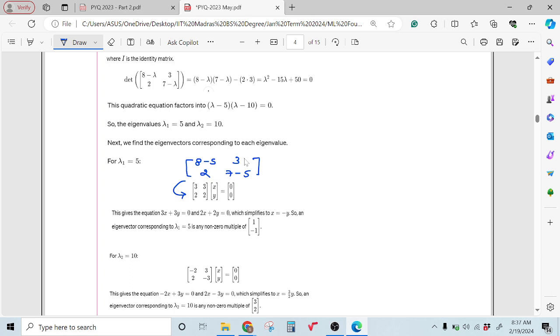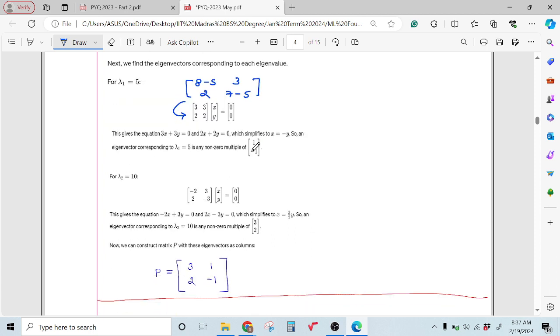And similarly for lambda 2 equal to 10, we will solve this: minus 2, 3, 2, minus 3 times (x, y) equal to 0. So this gives the equations minus 2x plus 3y equal to 0 and 2x minus 3y equal to 0, which simplifies to x equal to 3/2 y. So an eigenvector corresponding to lambda 2 equal to 10 is a non-zero multiple of (3, 2).